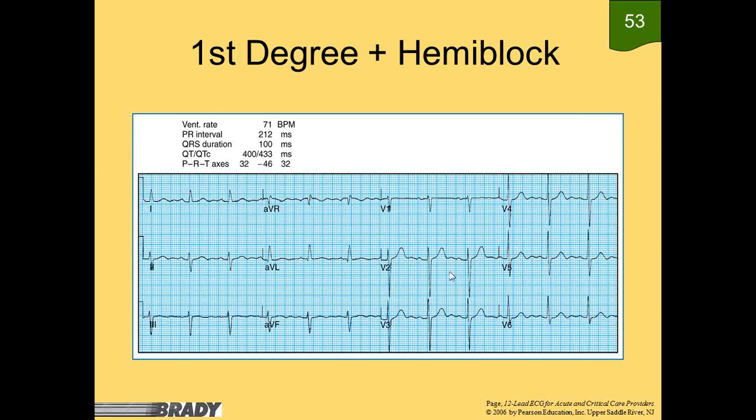And you can see the first degree here. It starts here, and our QS doesn't start here. So it's barely a first degree. But if you look over here in 1, 2, and 3, you've got upright, down, and down. So if it's up, down, and down, we're looking at an anterior hemiblock, and then you look at the axis deviation is -46, which fits right in there.